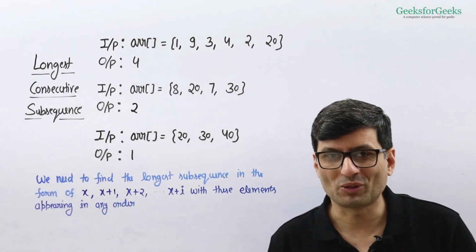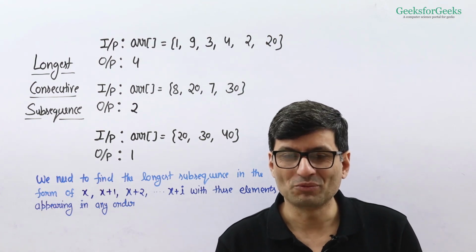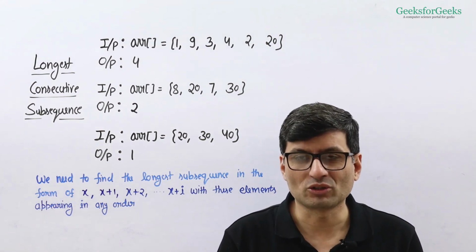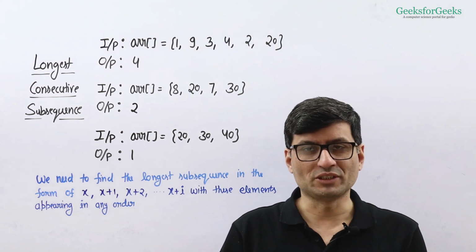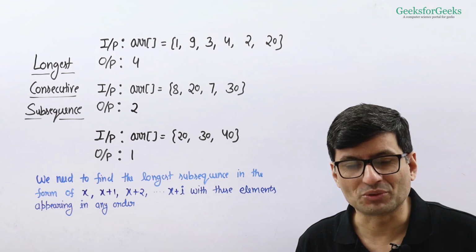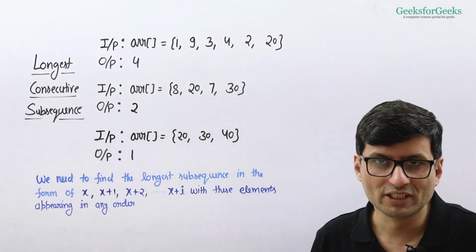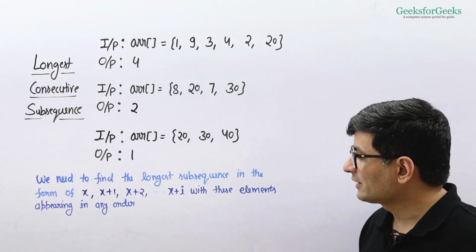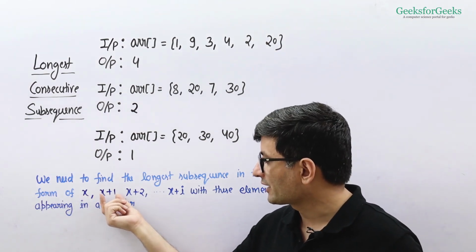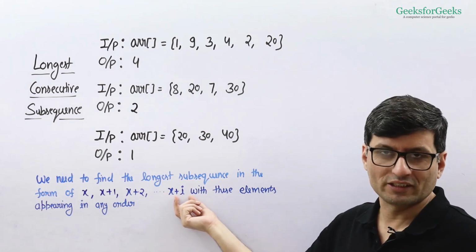Let us talk about this problem. We are given an array. We need to find out the length of the longest subsequence such that this subsequence has consecutive elements. What do we mean by consecutive elements? Elements in the form of x, x plus 1, x plus 2, x plus i, right?